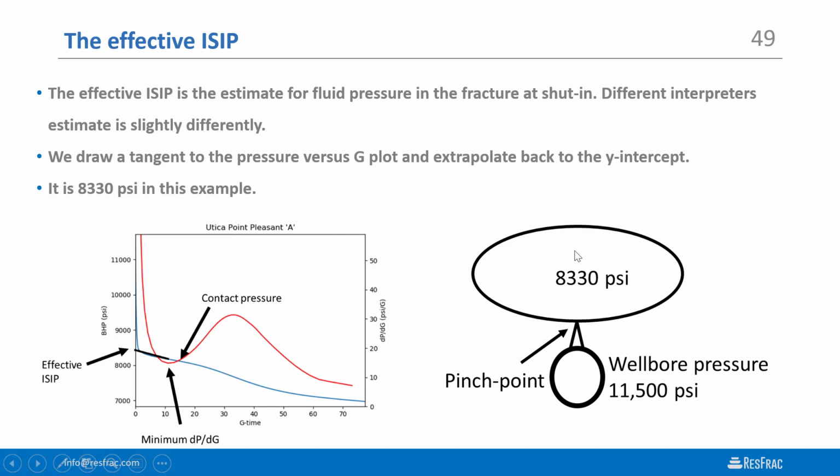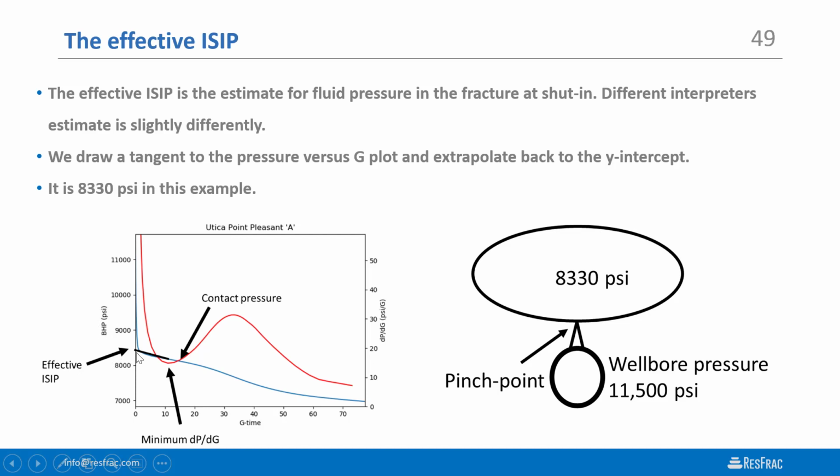and that's where we get what I'm calling the effective ISIP. So in the terminology that we use in the URTeC paper, the literal ISIP is the actual ISIP measured in the wellbore. The effective ISIP is what we think that the initial shut-in pressure was in the far field fracture. Not everybody uses the same terminology as this, so just be aware. But this is the terminology that we put forth.